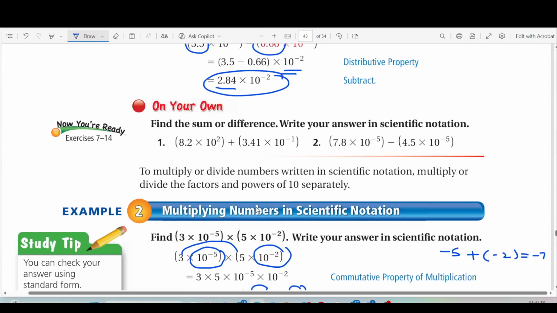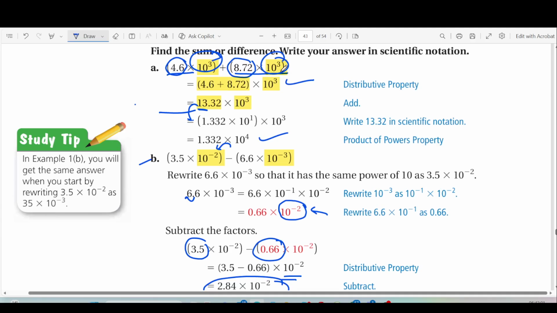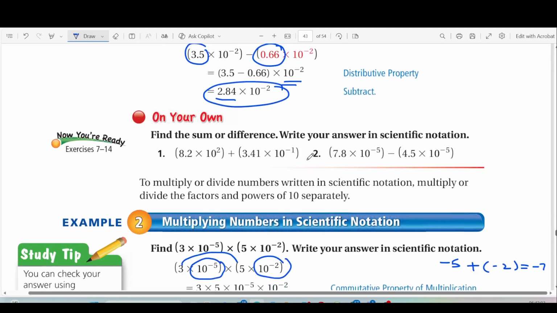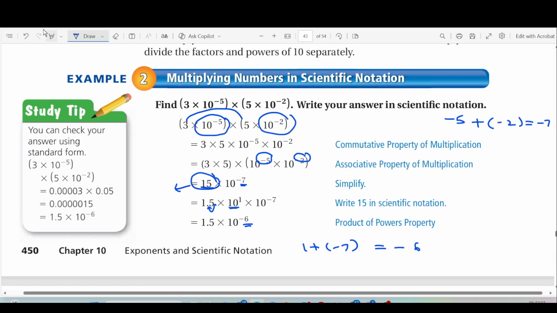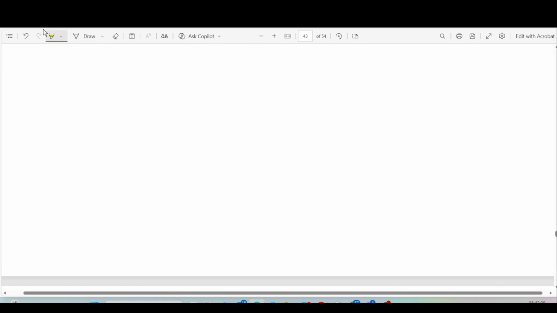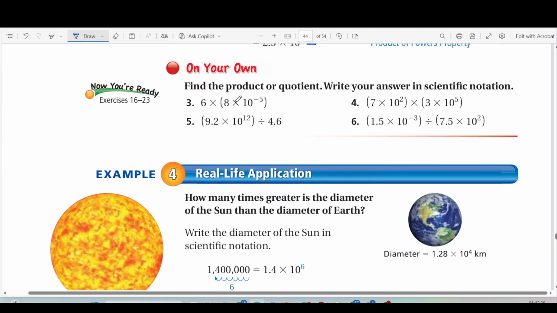So if you notice, only in the case of addition and subtraction do we need to make sure that the exponent is the same, but not in multiplication and division. Here, the exponents were not the same. This was 5 and this was 2, but still we can get the answer. So for addition and subtraction, the exponent should be the same. For multiplication and division, even if it is not the same, it will work.